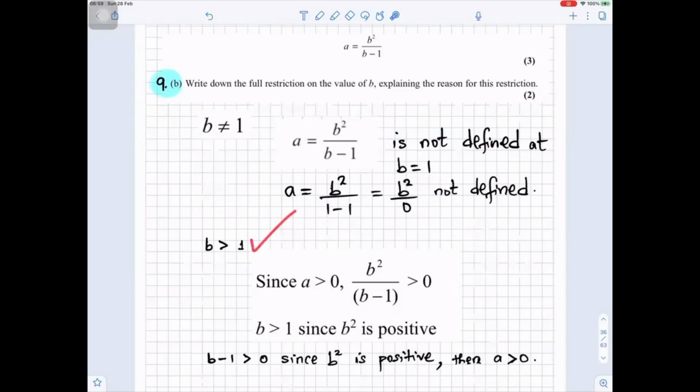And B is greater than 1. Since A is bigger than 0, B squared over B minus 1 is bigger than 0. So B is bigger than 1 since B squared is positive. For this to be positive, B has to be bigger than 1. If it is less than 1, this would be negative, and positive at the top, negative at the bottom will give you negative. So B minus 1 has to be bigger than 0. Since the B squared at the top is positive, the one below has to be bigger than 0, so B is bigger than 1, to be positive as well. So then A is greater than 0.